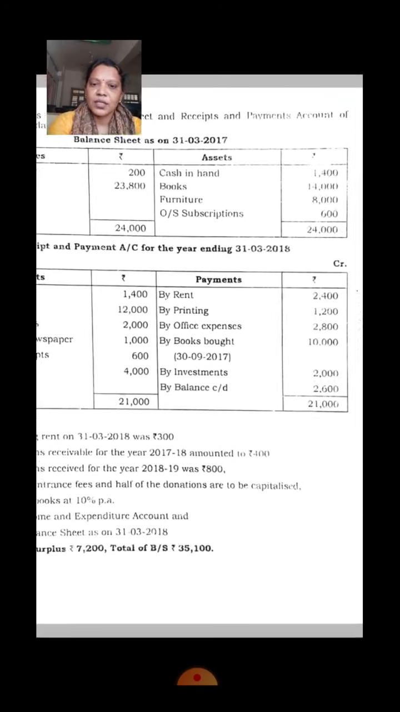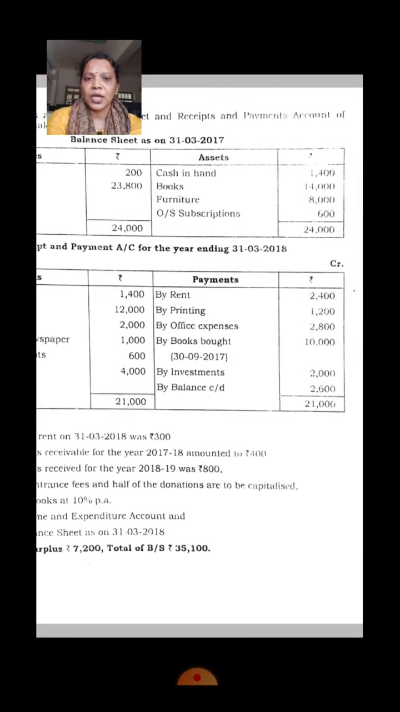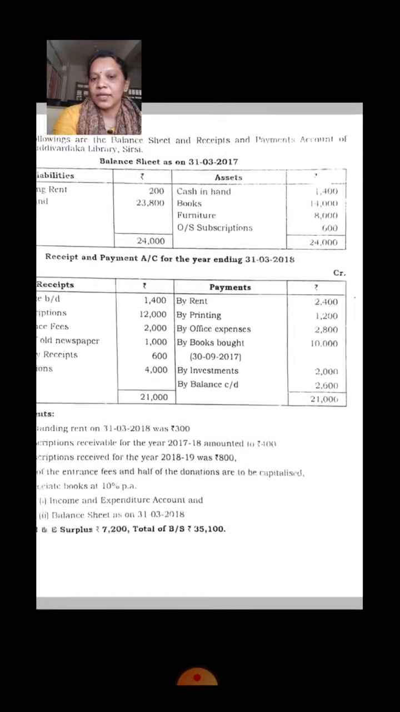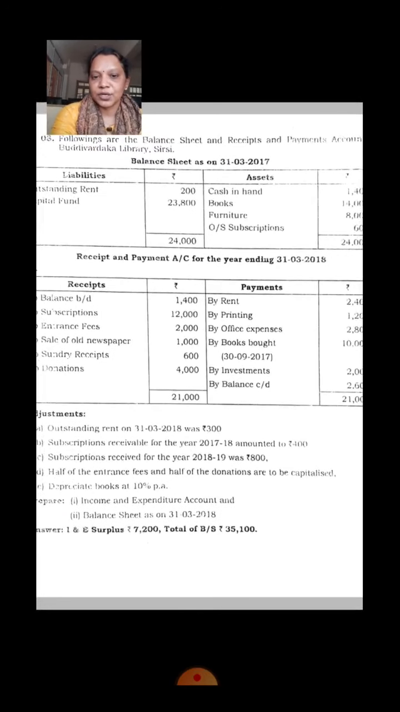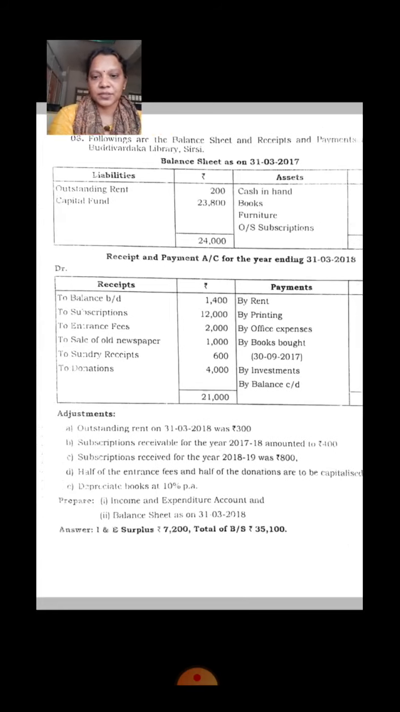Then on the asset side, cash in hand 1,400 and books worth 14,000. Cash in hand we are not taking, you know it. Books are the asset, 14,000, and what is purchased this year we have to add. Furniture 8,000, and outstanding subscription for the last year was 600, which might have been received this year, meaning deduction from the current year subscriptions, meaning total subscription.